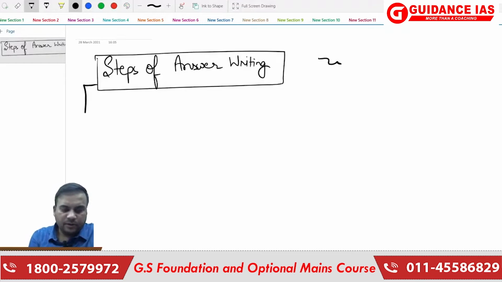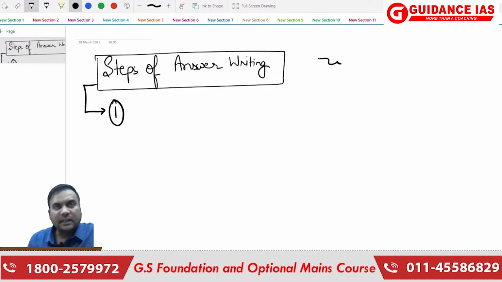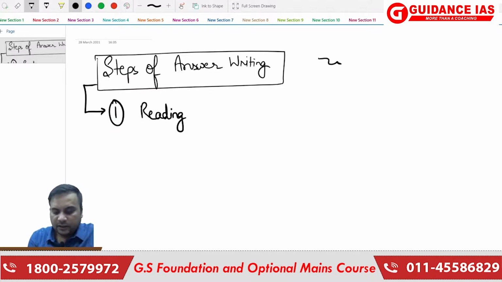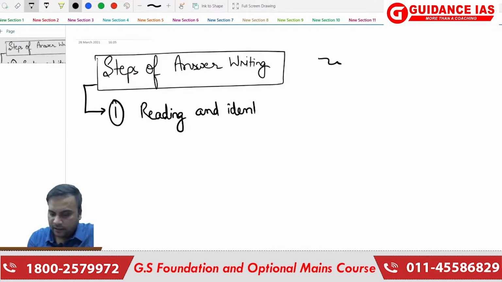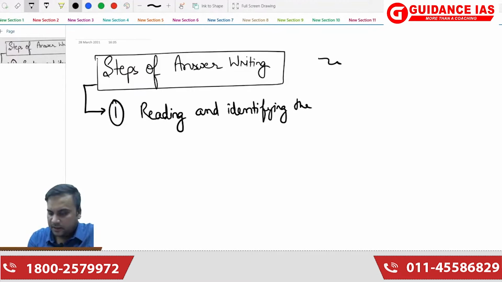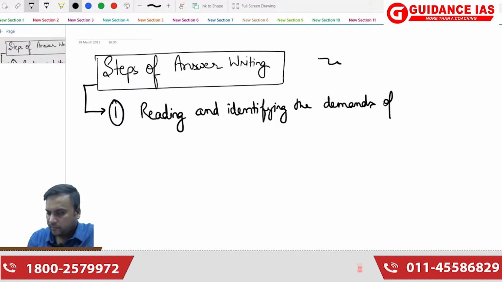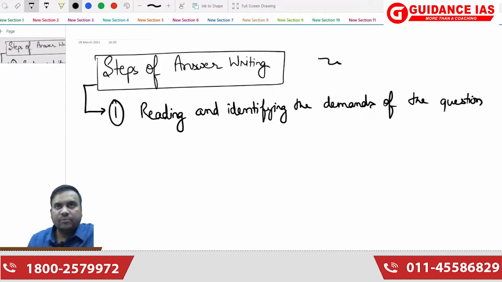First step, there are a number of steps. The first step of answer writing is essentially reading the question well, reading and identifying the demands of the question. So that is the first step.